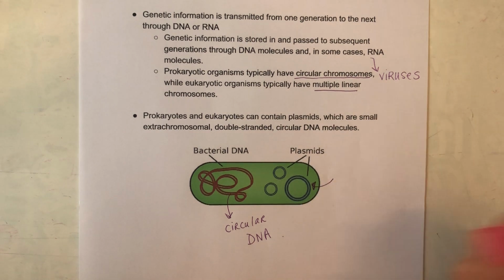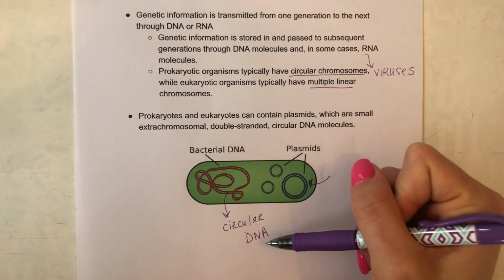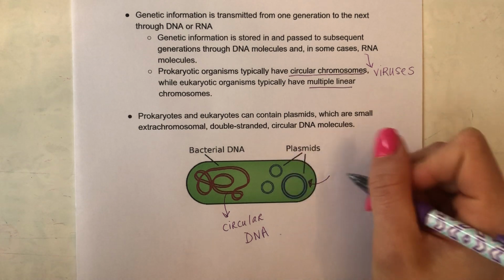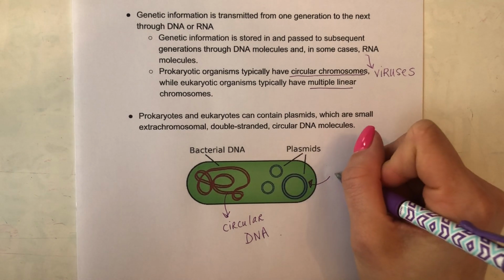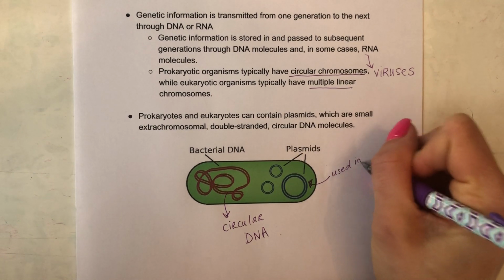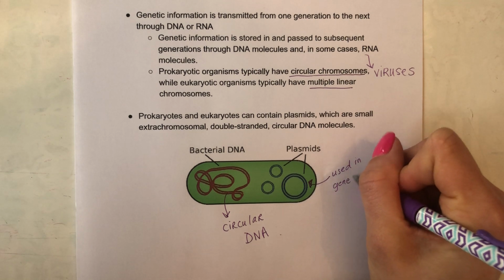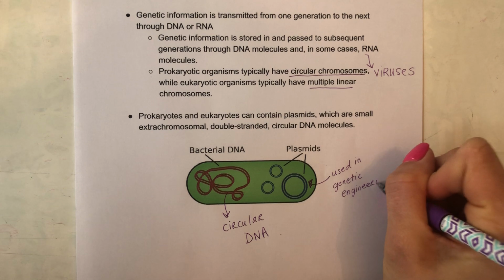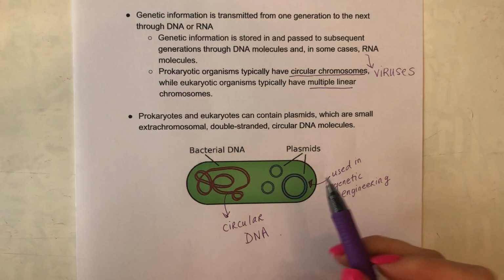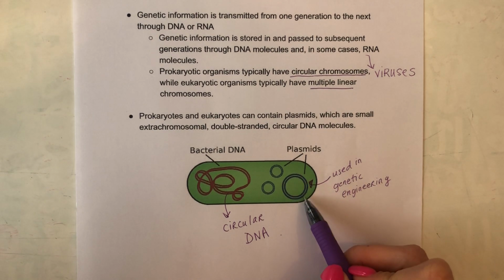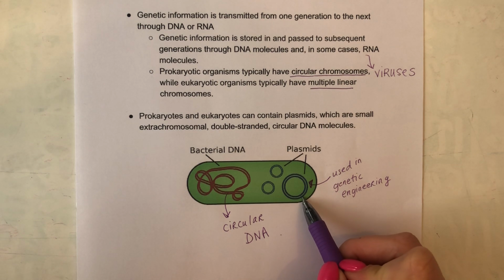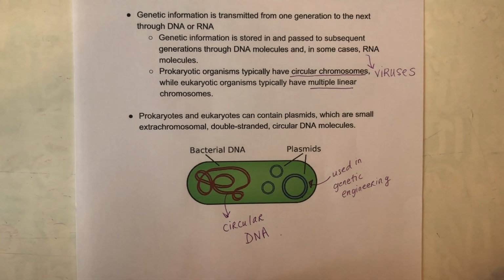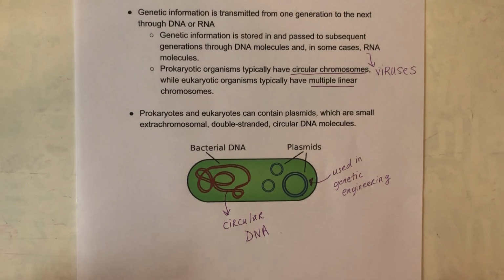You just need to know as of right now that bacteria have a circular DNA as well as these smaller circular pieces called plasmids. Okay, and these are used in genetic engineering. When we talk about GMOs, we're going to see how important this specific molecule here that's used from DNA is to making genetically modified organisms. Okay, so that's the first part.